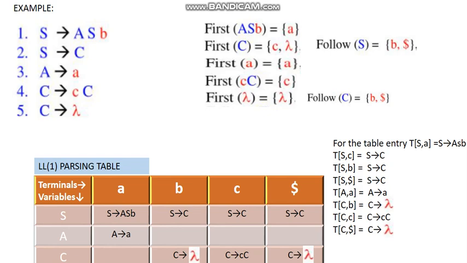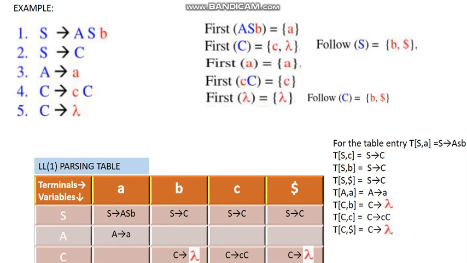Take the production number 5, that is C giving epsilon or lambda. Here we can see that first of RHS is first of epsilon, and first of epsilon is epsilon. So here first of RHS contains epsilon as one of its elements. If this is the case, go for finding follow of LHS. And follow of LHS here is follow of C, and follow of C is b comma dollar.